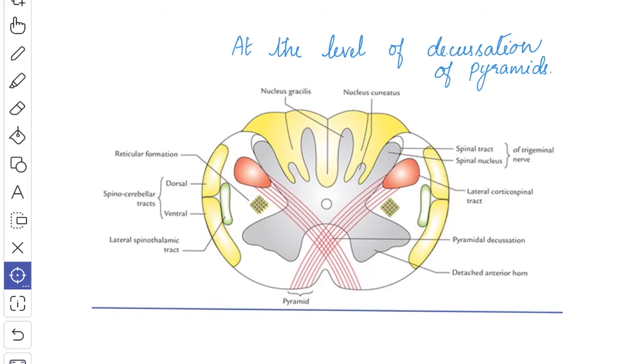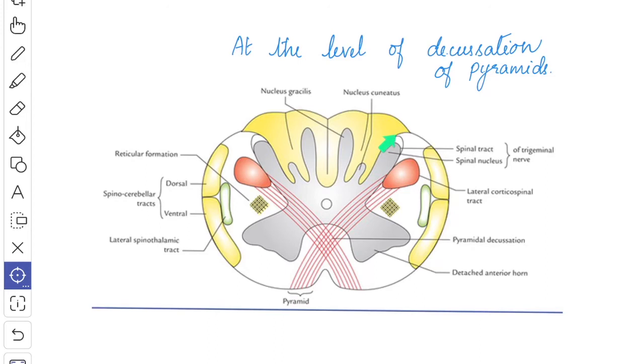You can see the nucleus gracilis and nucleus cuneatus. They appear as narrow strip-like projections from the posterior aspect of the central grey matter. Then you can see the apex of the posterior horn swollen up to form the spinal nucleus of the trigeminal nerve. It is an upward continuation of the substantia gelatinosa in the posterior grey column of the spinal cord.